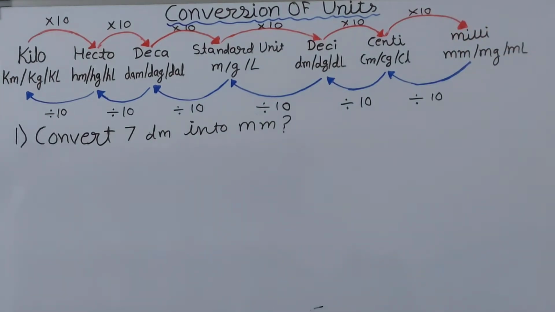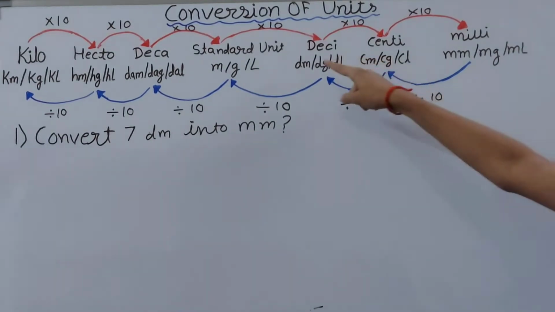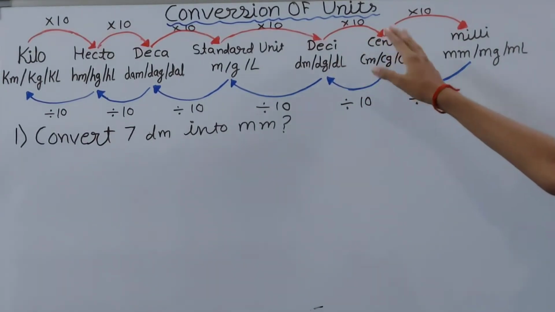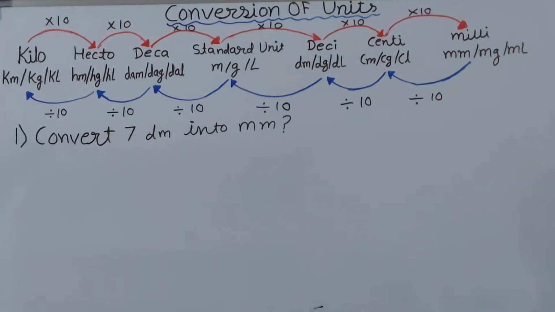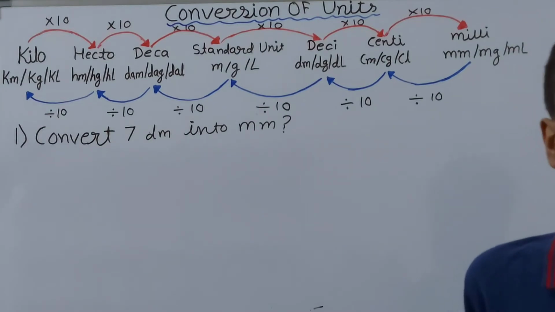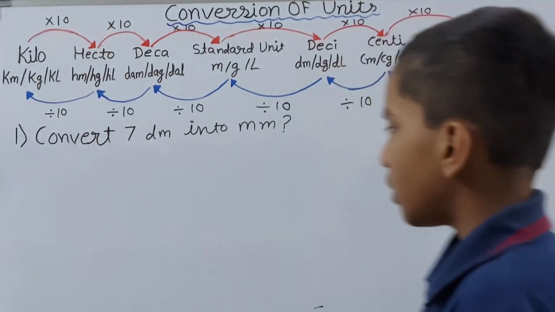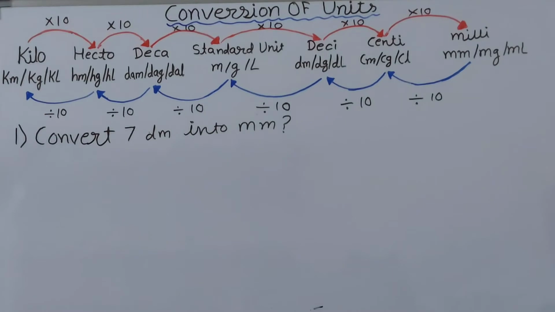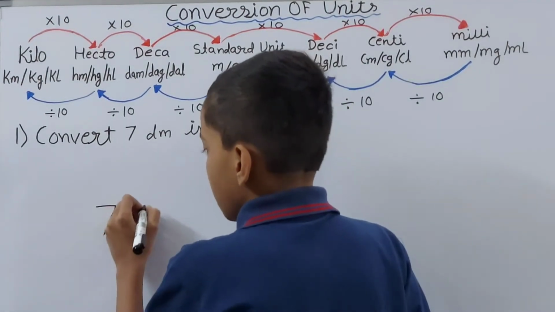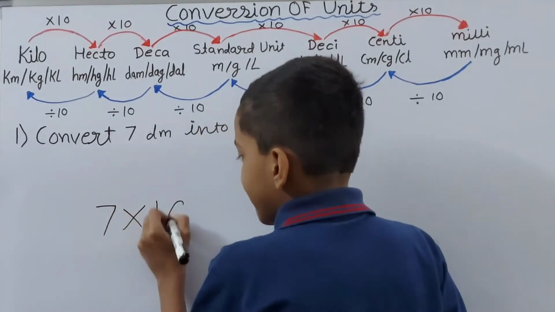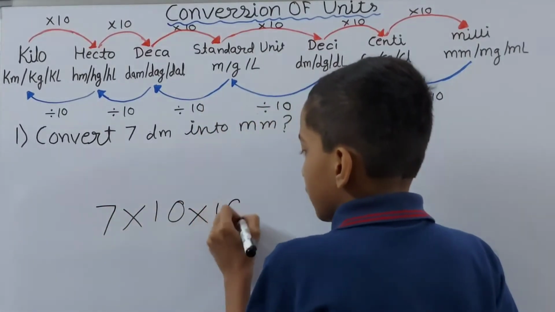But this is not the same. You have to count the number of times you get 10 from decimeters to millimeter. So see, from decimeters to centi there is 10, and from centi to milli there is another 10. That means we are getting 10 two times. So this is very simple. We are going to multiply our 7 decimeters with 10. Two times we are going to multiply.